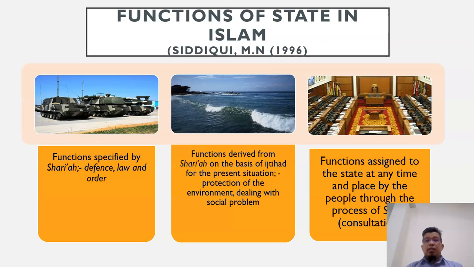And secondly, functions derived from Sharia on the basis of ijtihad for the present situation, for example protection of the environment and dealing with social problems. Social problems are dynamic. They keep on changing from time to time, so there is a need for services. Thirdly, functions assigned to the state at any time and place by the people through the process of shura or consultation. In the case of government, definitely the process of consultation takes place, either at the ministry level, at the agency level, as well as at the government level. So this is definitely recognized in Islamic Sharia.